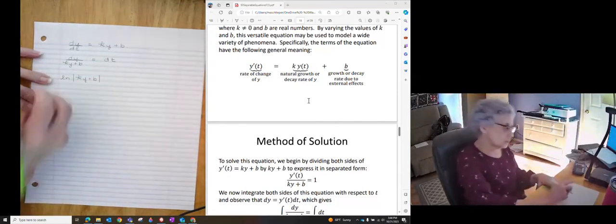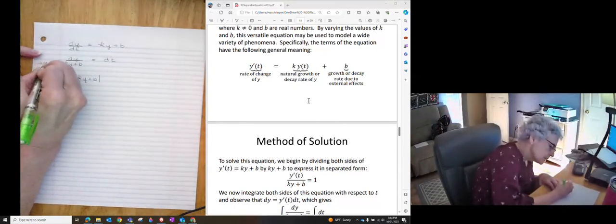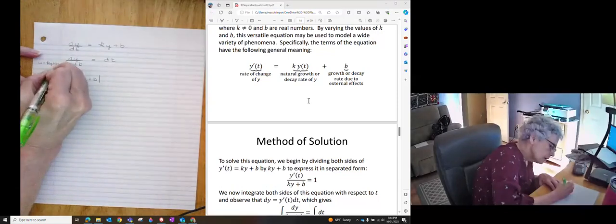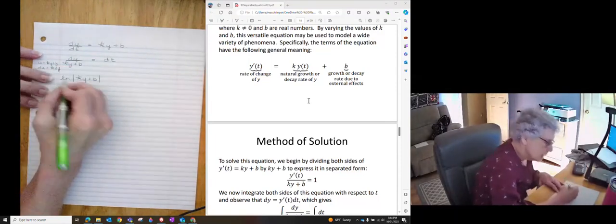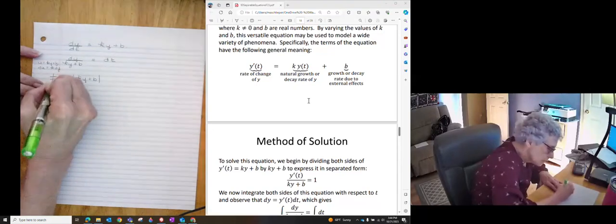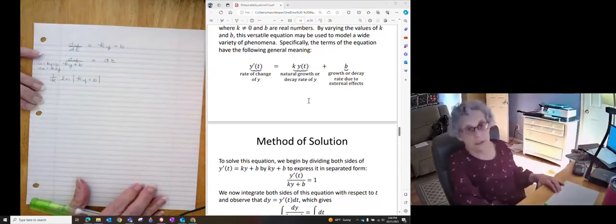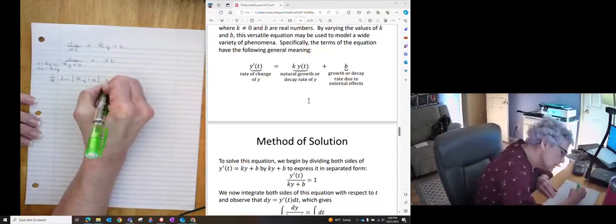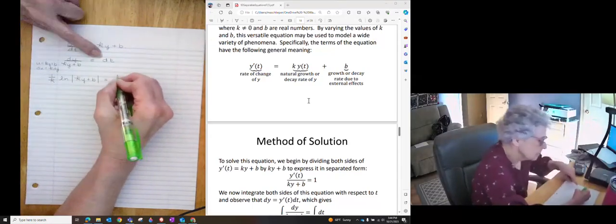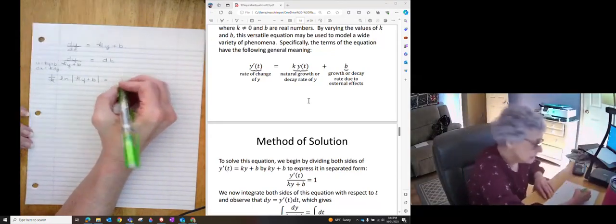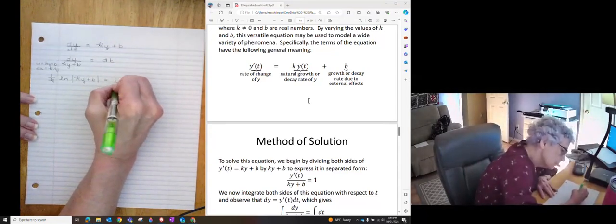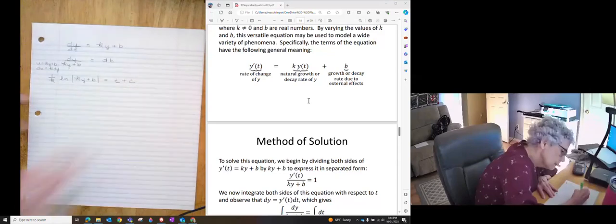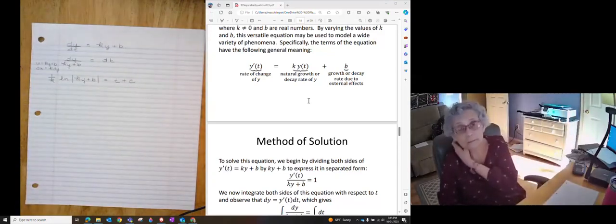So this I have to write as the natural log of the absolute value of ky plus b, but remember we had to u substitute. U was equal to ky plus b, so du was equal to k times dy. So this would actually be 1 over k times the natural log of the absolute value of ky plus b is equal to the integral of dt, which is just t plus a constant.